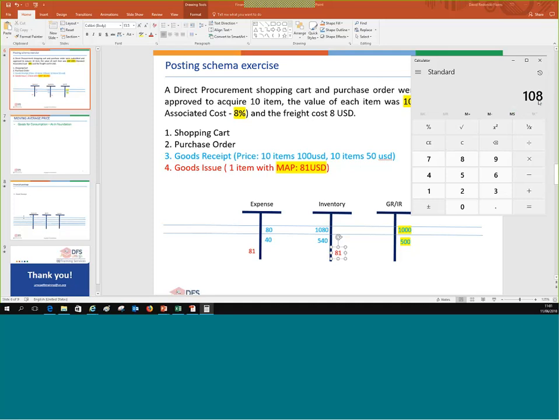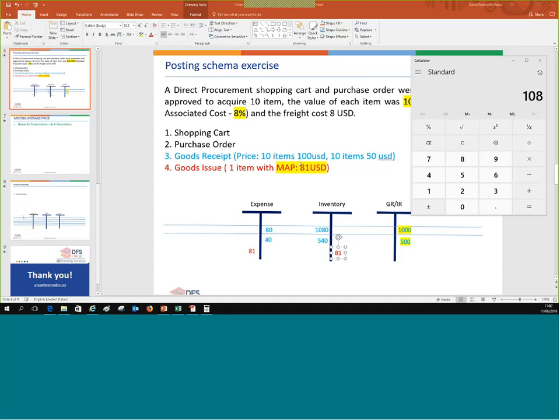Is this clear? Can you please click on the green check? I know this is a new concept for you, so you have to pay attention. So is this clear? After acquiring 10 items at $100, since the system is adding 8%, this was the moving average price, which is basically the price of one item plus 8%.